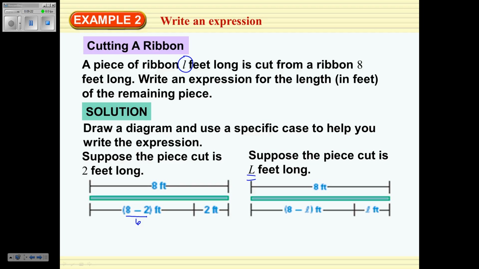We don't know. It could be 5 feet. It could be 1 foot. We don't know. So we're going to put that L in for the 2, and in the same way, we're going to put the L in for the 2 here. So there would be the expression of the remaining piece, 8 minus L.